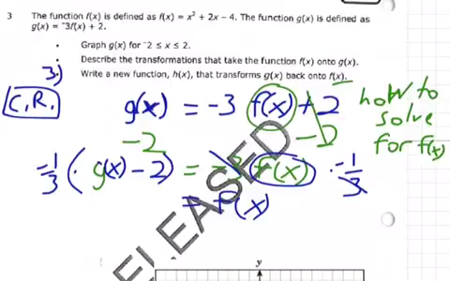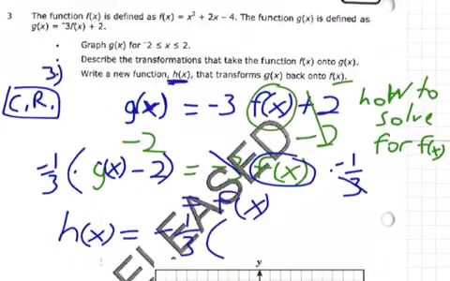So actually, that's going to be my answer. But they're saying I need to call it h of x. So I would say h of x equals negative 1/3, parentheses, g of x minus 2. And that's it for number 3.